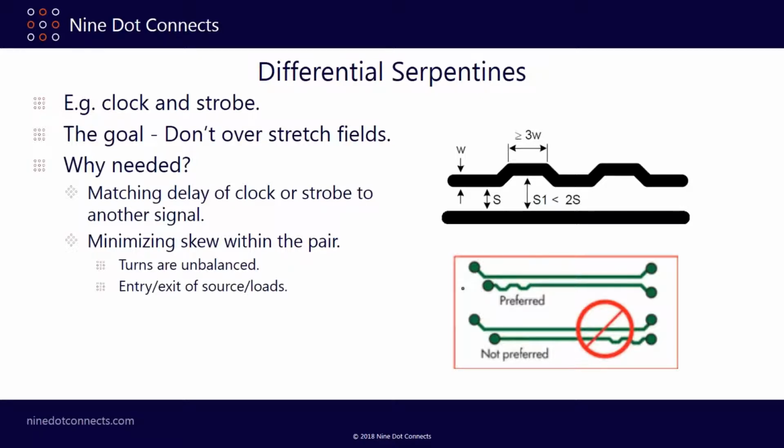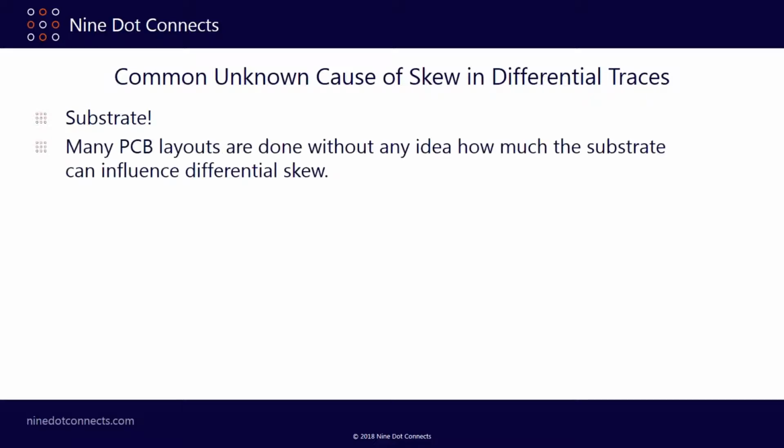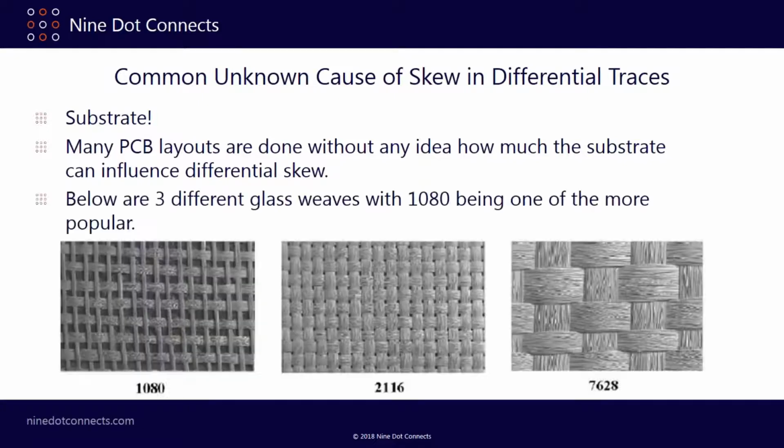There are two ways that you need to be aware of where you could have skew within a pair: if the turns are unbalanced, like we did in the previous question, or like I showed on the right, entry and exit of sources and loads. Now there's a common unknown cause of skew in differential traces, and that's the substrate itself. Many PCB layouts are done without any idea of how much the substrate can influence the differential skew.